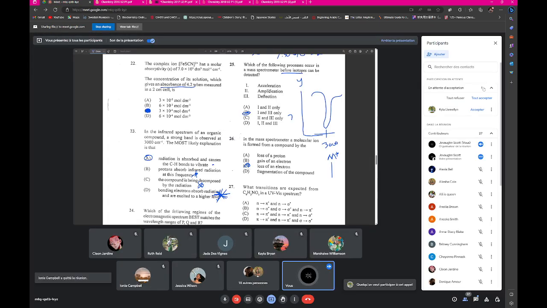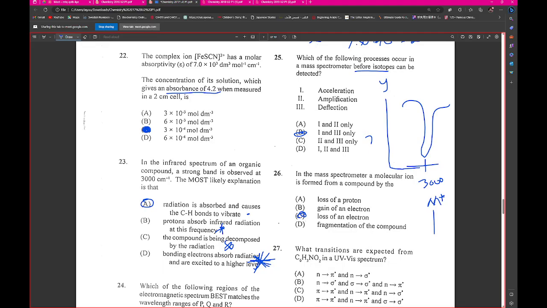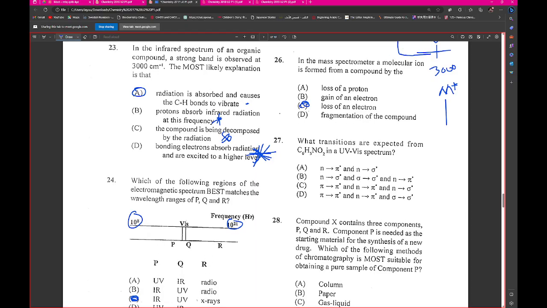I just want to make sure that you guys have something to attach the questions with rather than just saying A, B, C, D. Right, what transitions are expected from this wonderful compound that we have here in a UV spectrum? What compound is this, first of all? Is it nitrobenzene? Wonderful, it's nitrobenzene. Right, so you know the different structures in it. So tell me what's happening.